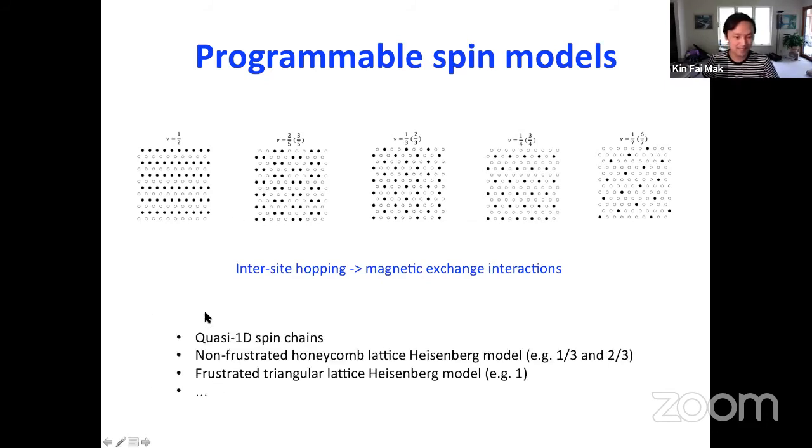For instance, we can simulate the Heisenberg model on a quasi-1D spin chain at the filling factor equal to 1/2. We can simulate the two-dimensional Heisenberg model on a non-frustrated honeycomb lattice, like the filling factor 1/3 and 2/3. Okay. We can also simulate a filling factor equal to 1. We already talked about it, it's a simulation of the Heisenberg model on a triangular lattice.